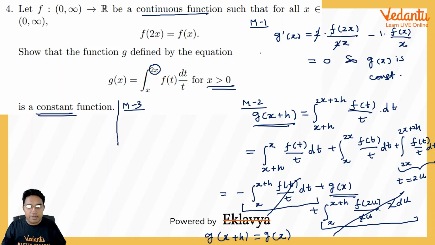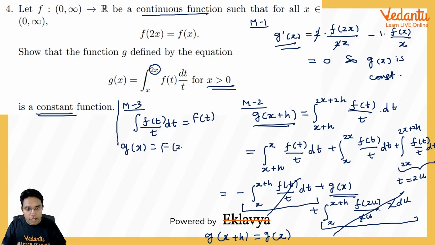Actually, this is just the proof of the Newton-Leibniz method. We can assume that the integration of f(t)/t dt will be some capital F(t). So my g(x) will become equal to, after putting the limits, capital F(2x) minus capital F(x). Now if you do the differentiation, this g'(x) will be capital F', and capital F' means it will be small f(t)/t.